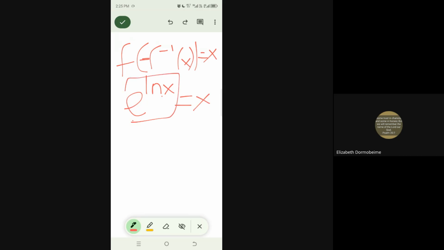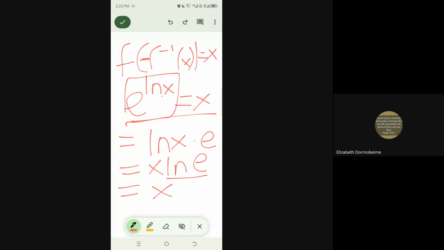This one, we can rewrite it by applying indices. You can write it as x ln e, and we said ln e is 1, which is x. That is what we had here. Or the other way round, you can have the inverse first, and the function is inside the inverse. It should also give us x. So we did this one.